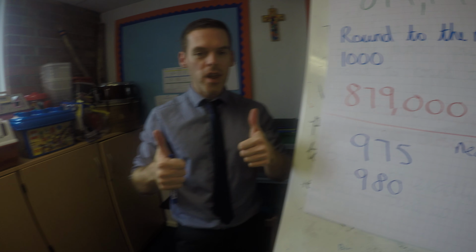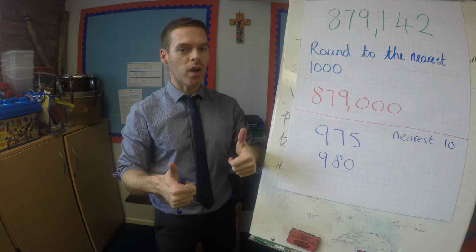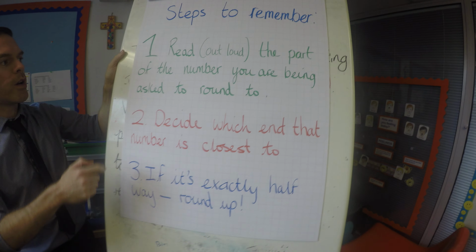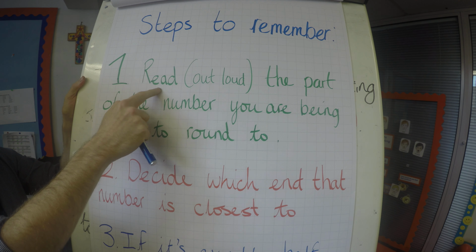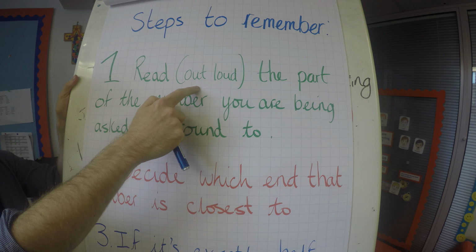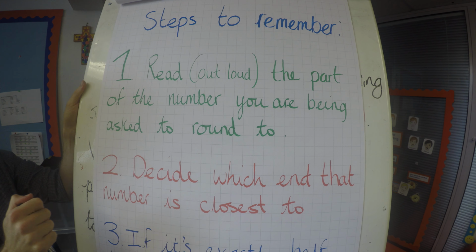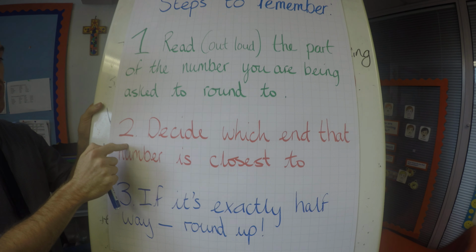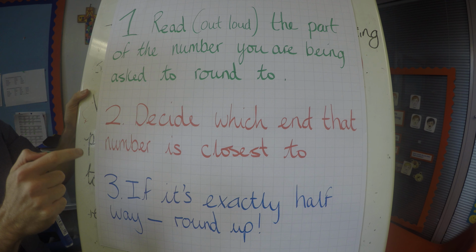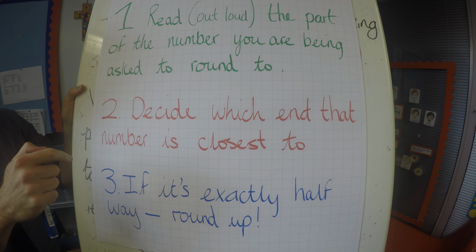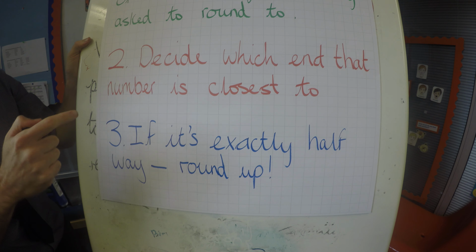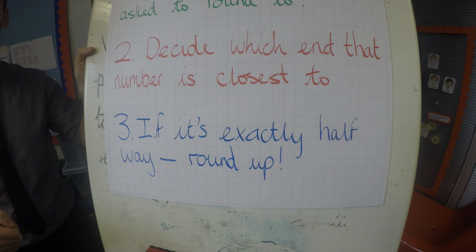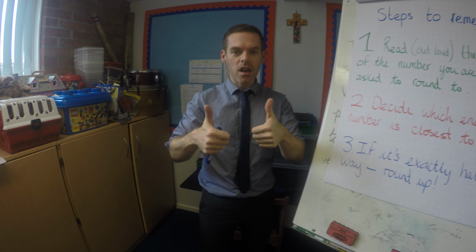Right, let's recap everything that we've done ready for tomorrow's lesson. Steps to remember. Number 1: read out loud, that's really important, the part of the number you are being asked to round to. Step 2: decide which end that number is closest to. And 3: if it's exactly halfway, we're always going to round up.